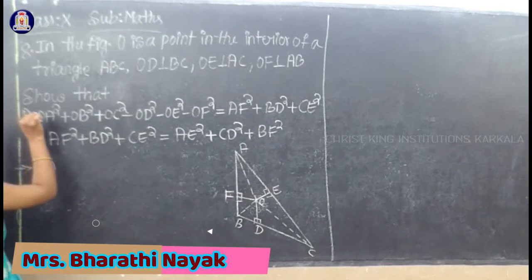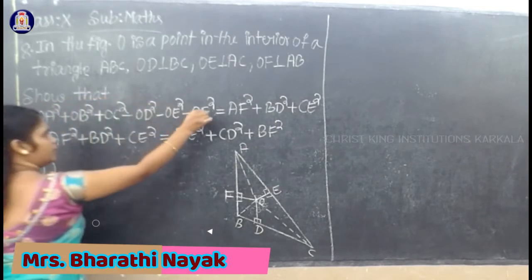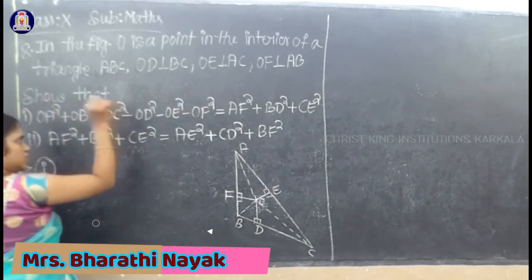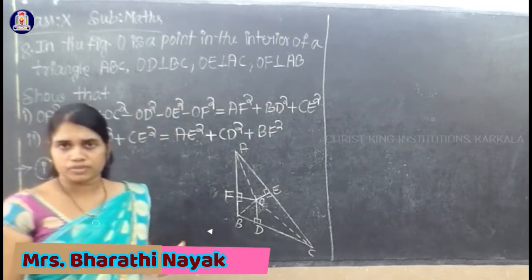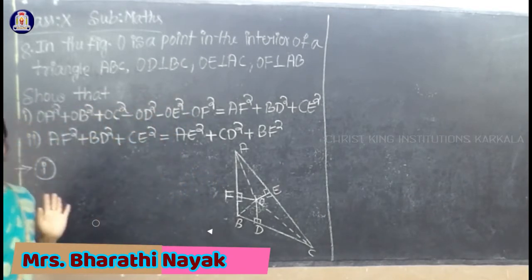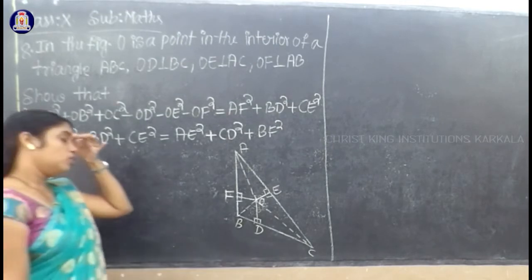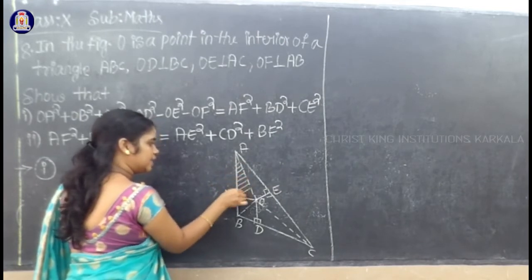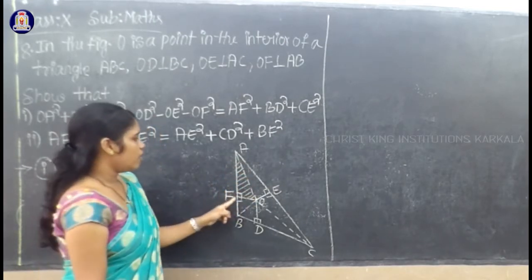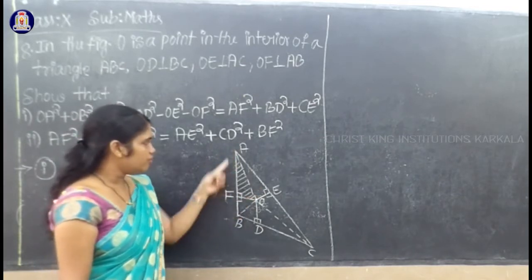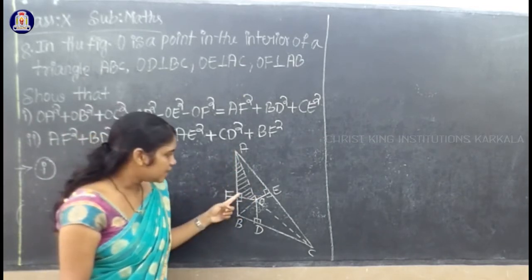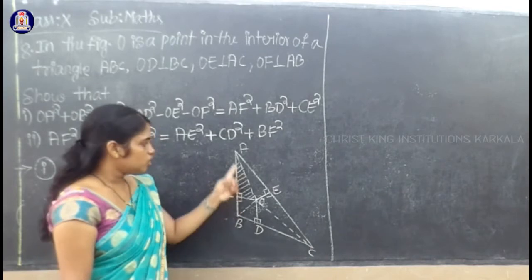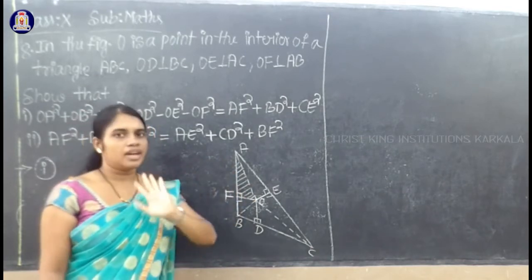Now just look at your first question. What is your left hand side? Your left hand side is OA square plus OB square plus OC square minus OD square minus OE square minus OF square. This is your LHS of the first subquestion, isn't it? So I will consider the first right angled triangle, that is OFA. Can you observe here? OFA is one of the right angled triangles. Why is it a right angled triangle? Because OF is perpendicular to AB.